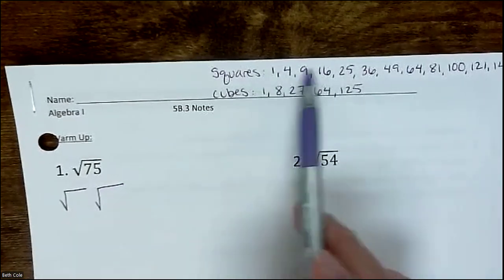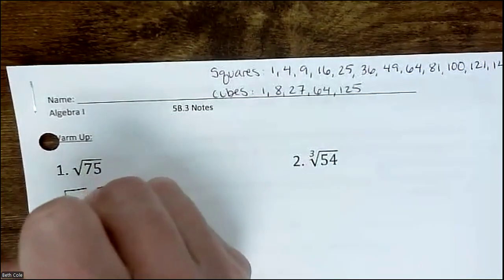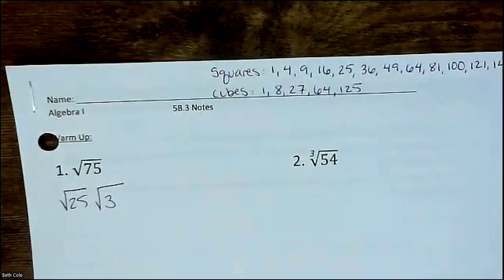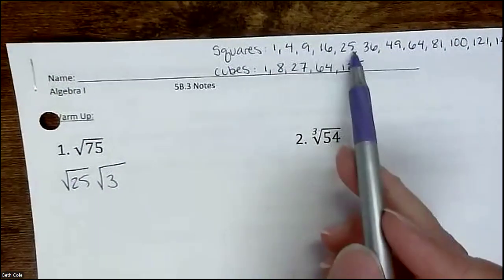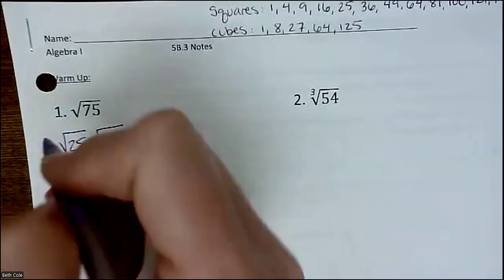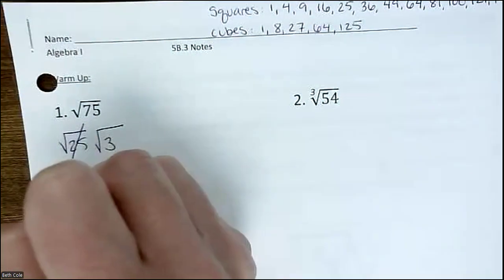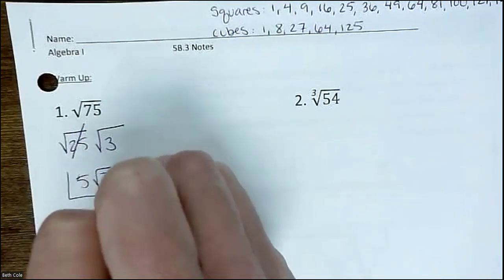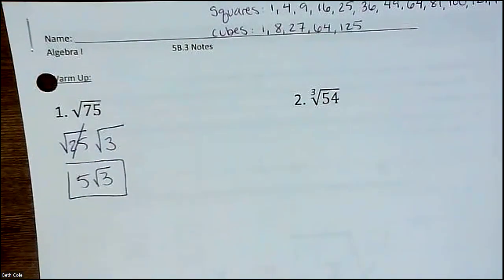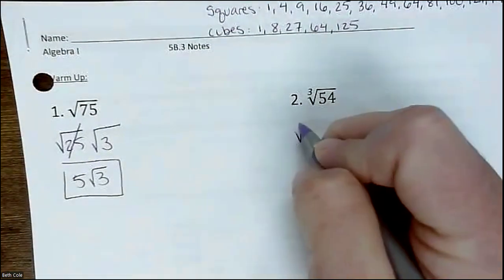All right. So I need a number from this list. 25 times 3. And then the whole point of choosing 25 is that one works. What is your square root of 25? 5. So 5 square root of 3. Cool. That went well.